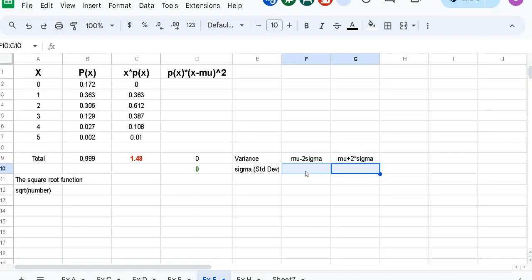So P of X is X. Yeah, you need B2 there. B2, you need parentheses. So that's, yeah, that's between A2 and then around the 1.48.